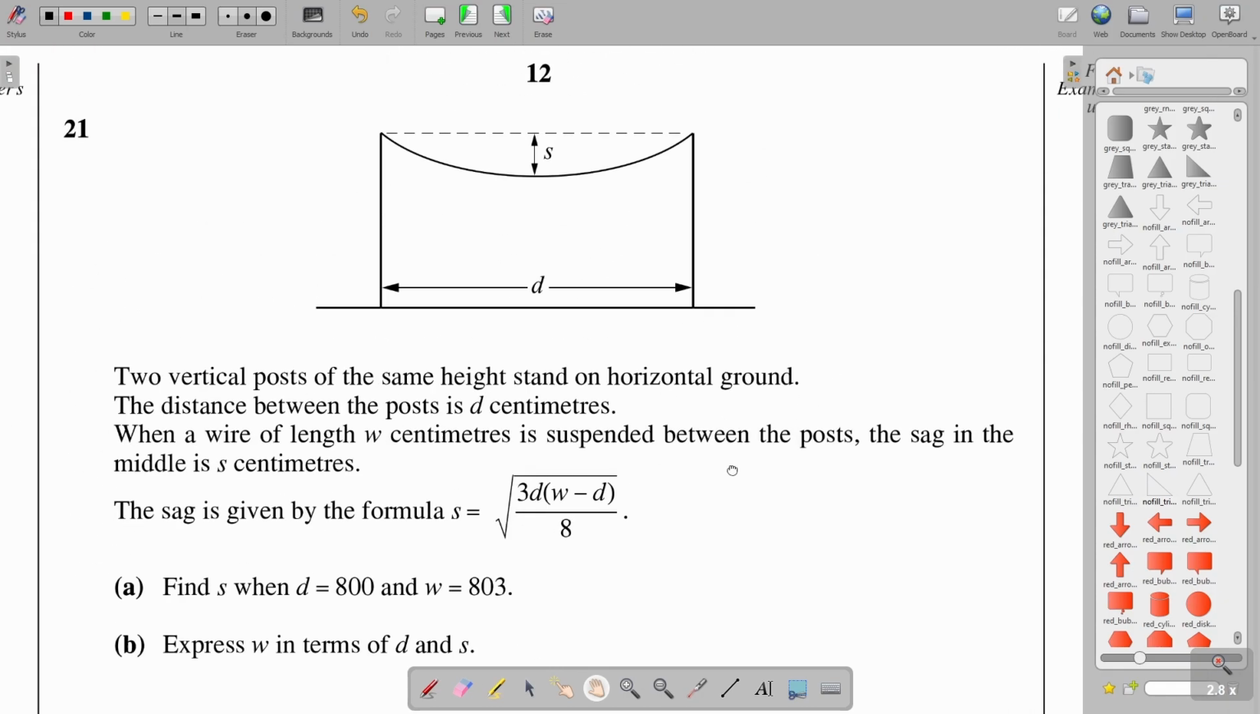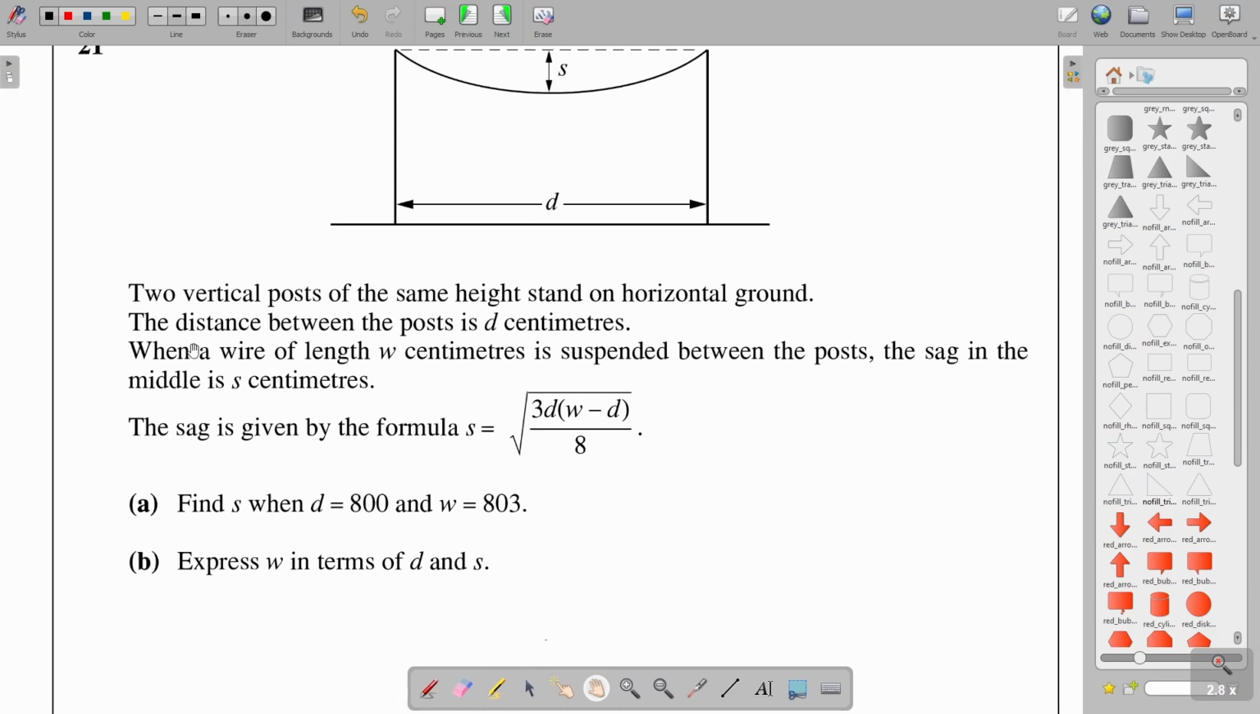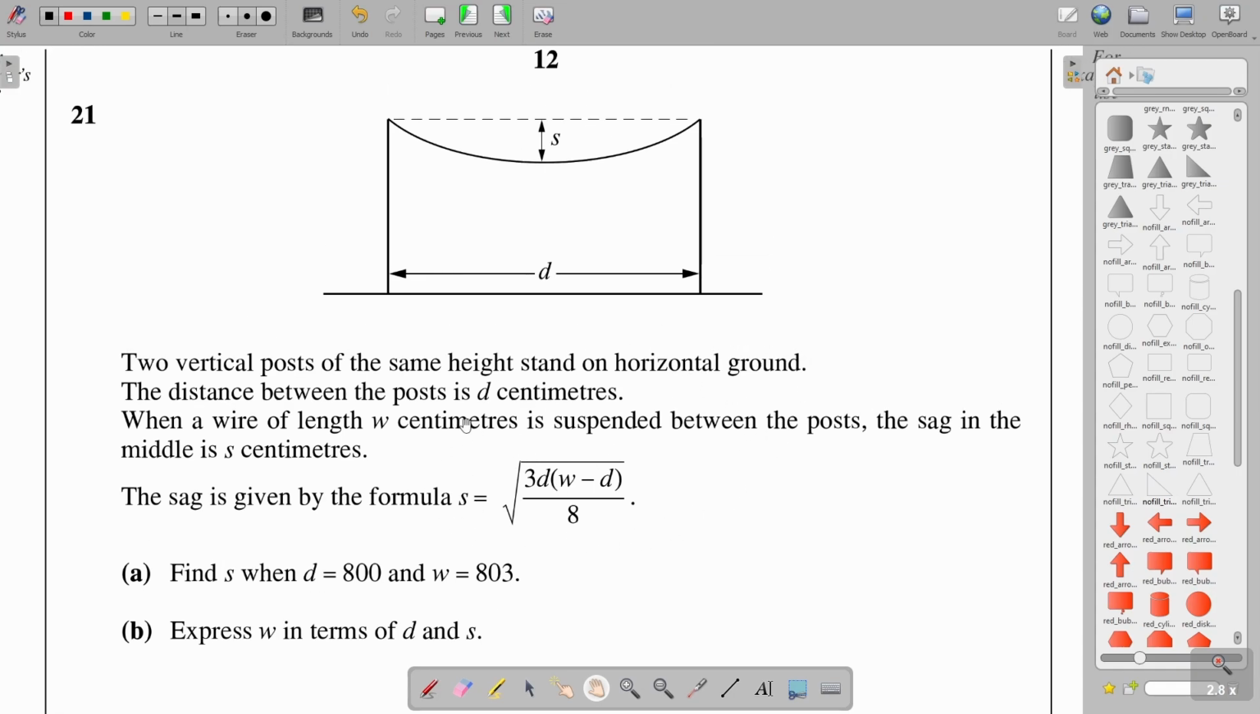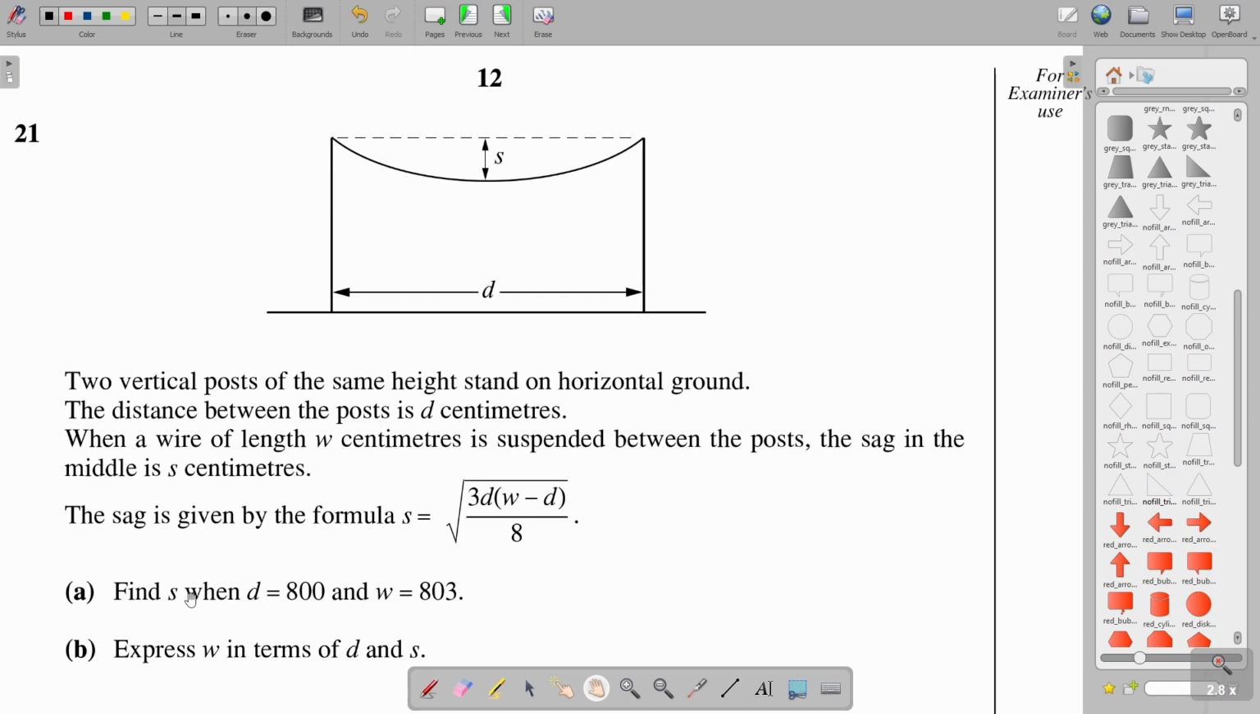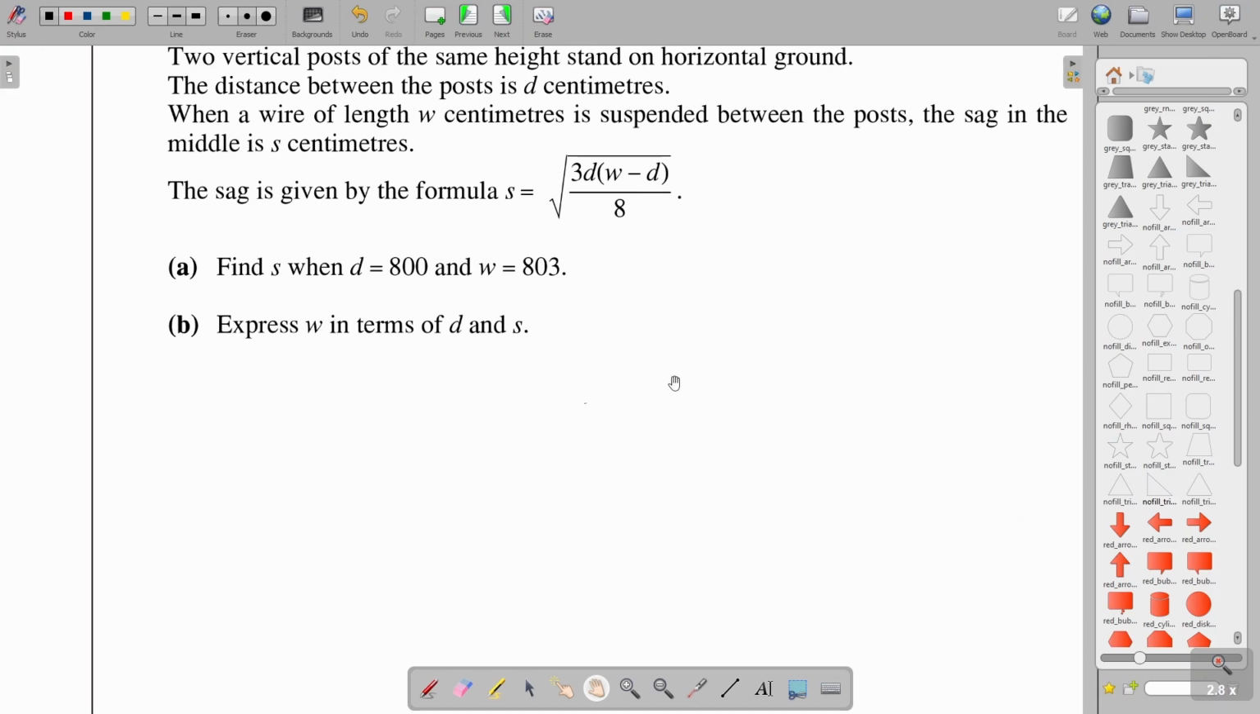If you weren't able to read this very fast, it would take some time, and especially because they've given us the formula, this would be a question that's designed to take a student's time who might take a long time reading it. But anyways, let's continue. Find s when d is equal to 800 and w is equal to 803.